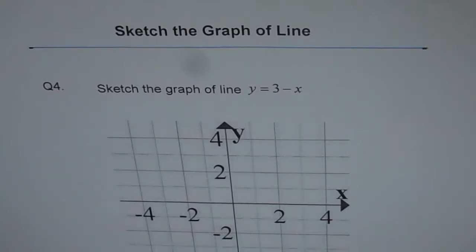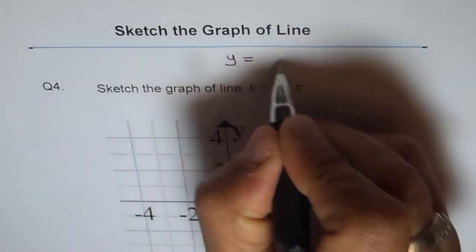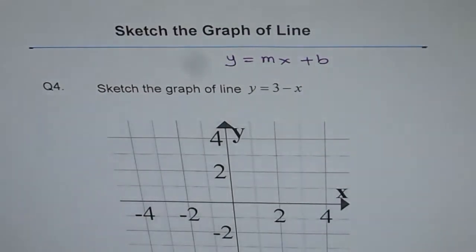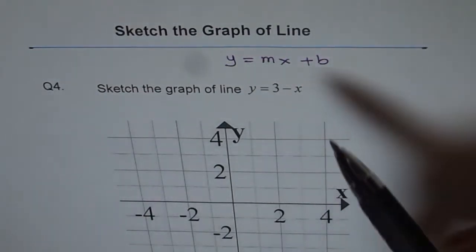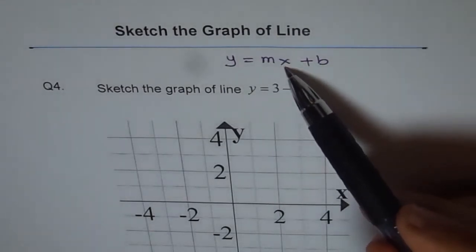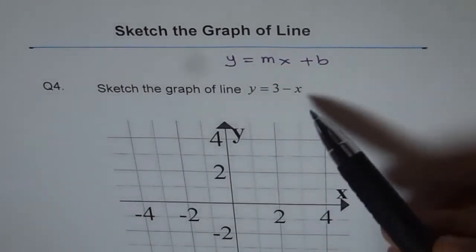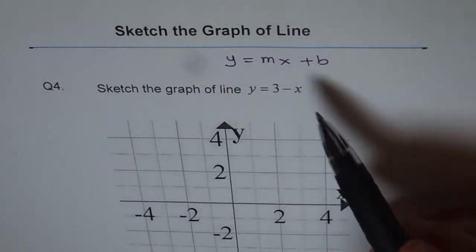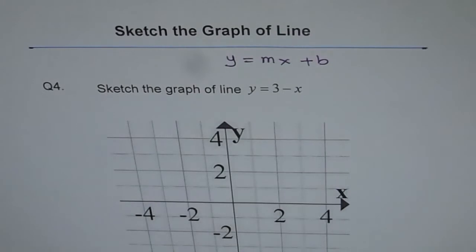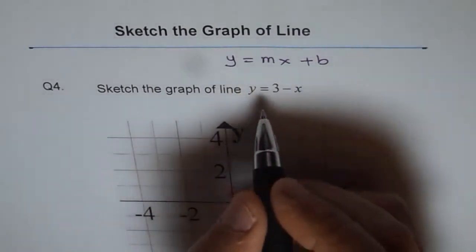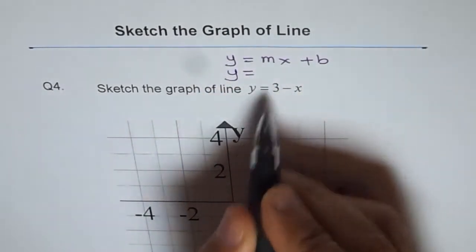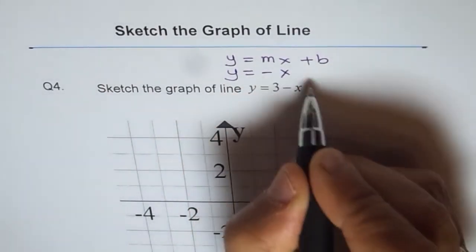So my equation is y equals mx plus b, right? That is the line equation in slope-intercept form, where slope is the coefficient of x, whatever comes next to x, and the constant is the y-intercept. Now here what I did was I changed the positions. So it's a good idea to rewrite your equation. So I can write this equation as y equals minus x first. Minus x plus 3.